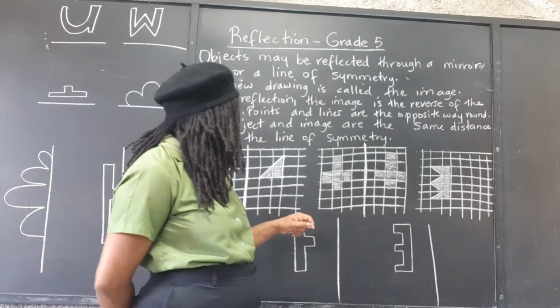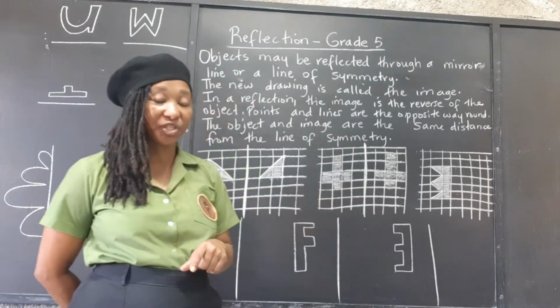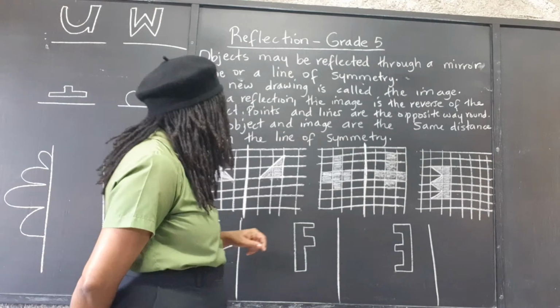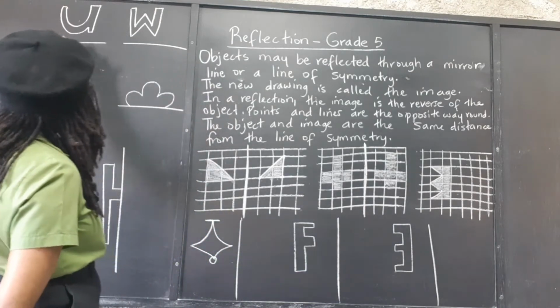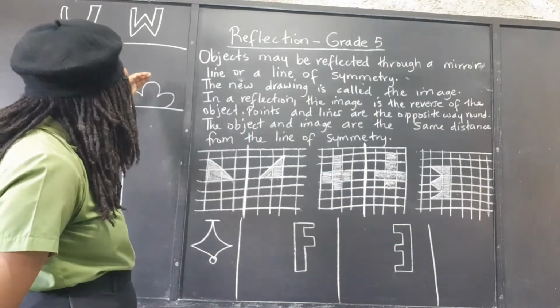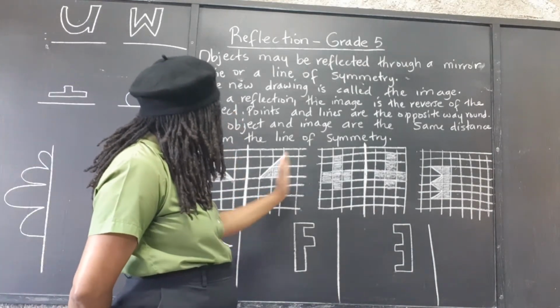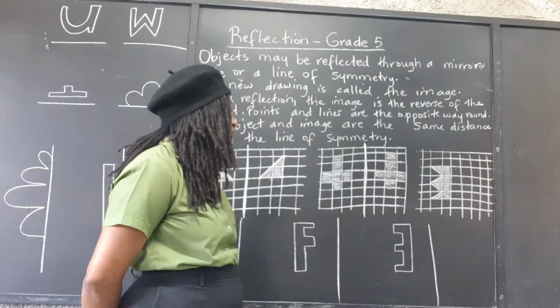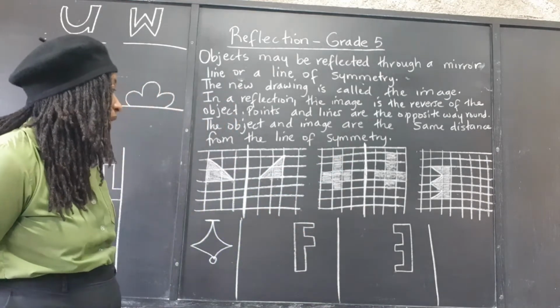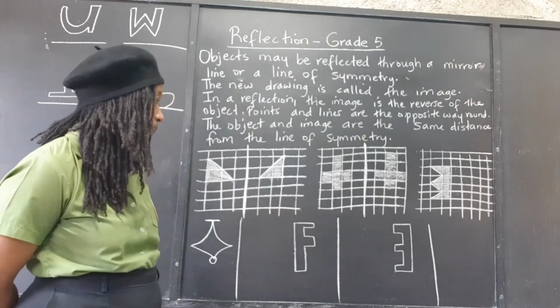If it had been the horizontal line of symmetry, then up and down would change as well. And we're going to do some horizontal lines of symmetry to show that. So what is up will be down and so on. For the vertical line of symmetry, up and down remain the same, but left and right orientation are reversed.